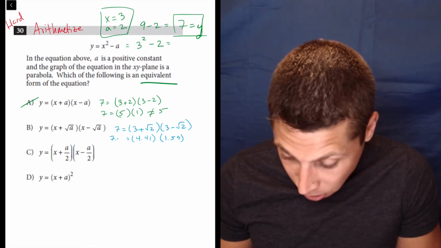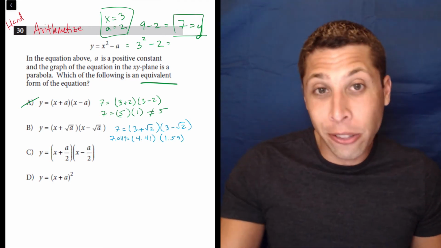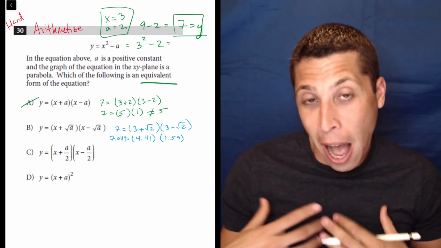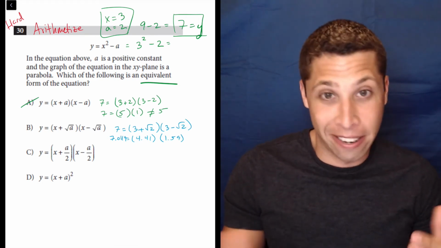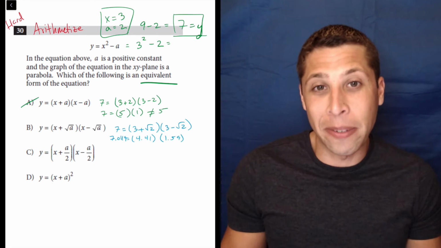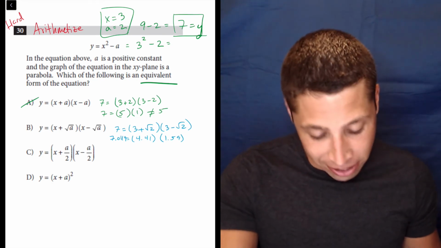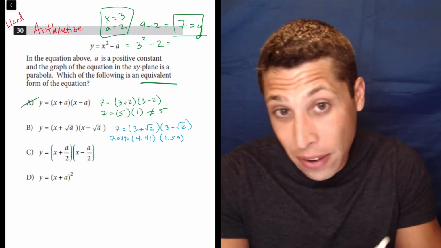Ooh, 0.119. Close enough that because I rounded, I'd be a little nervous here. Maybe I made a mistake. Maybe it's close, but it's not something I can eliminate because I did round. So let's take a look. Let's keep going. Let's look at C and see if anything comes out that's better.